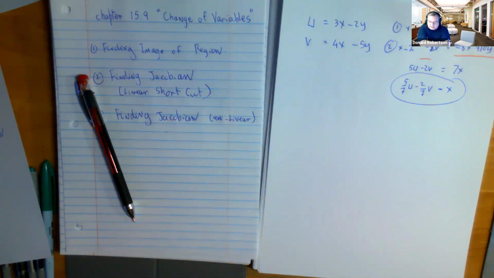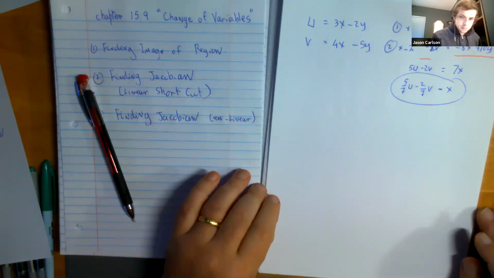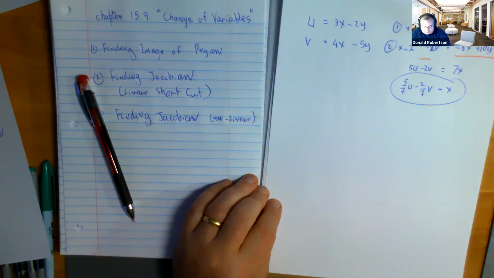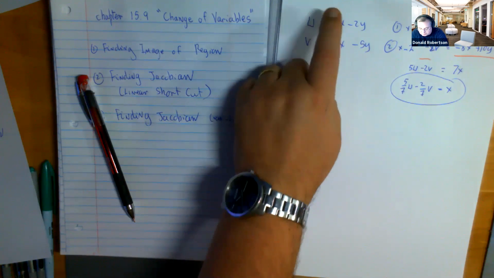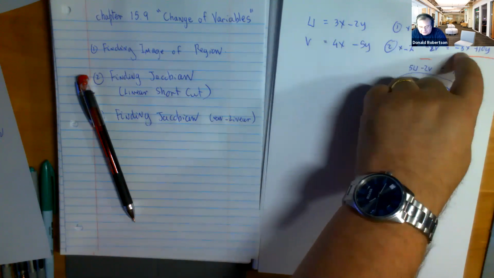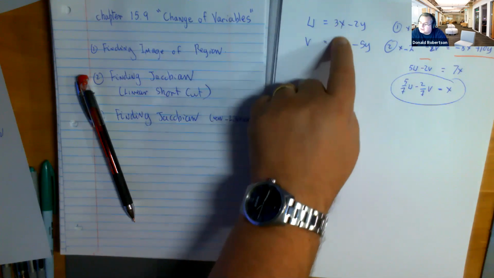Okay, I now know what x is in terms of u and v. How do you think I'm going to find y in terms of u and v? Plug that back into the equation. Right. It really doesn't matter, does it? This one, yeah, that one, or that one. You're not going to pick these because they're smaller, right?